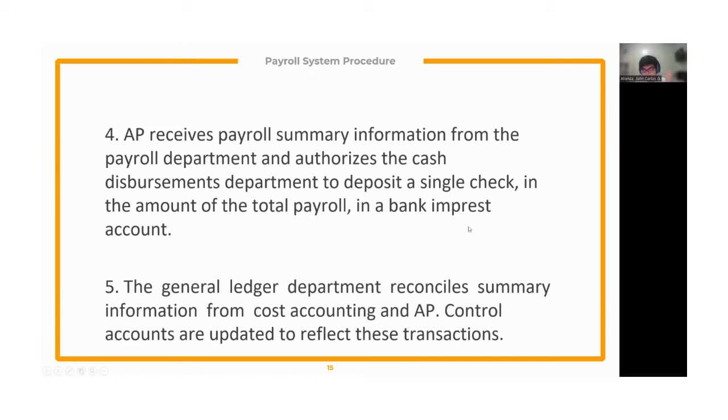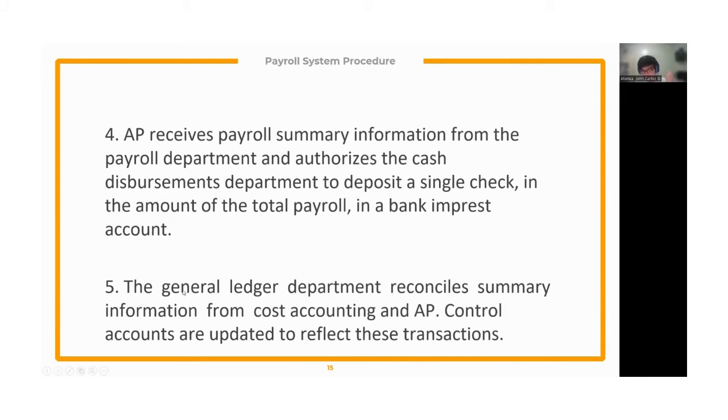So this part is where the employees will be able to cash out their payroll and not in the earlier step. Number five, we have the general ledger department reconcile summary information from cost accounting and accounts payable. Control accounts are updated to reflect these transactions.